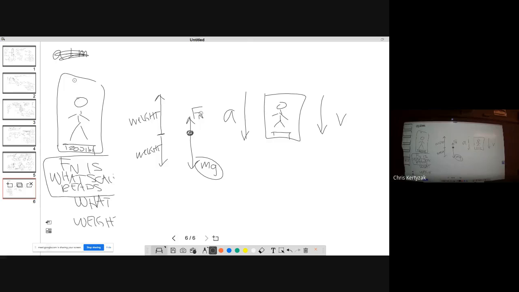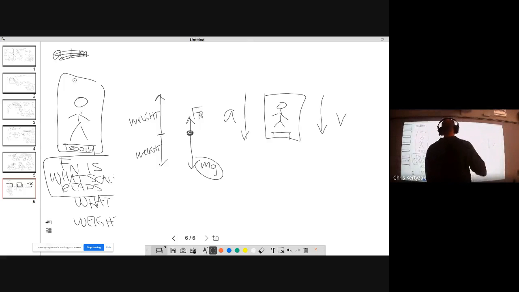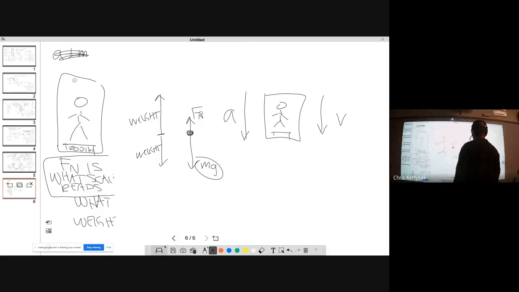Because if it's accelerating down, then there has to be extra force in the downward direction. Right? That makes sense. Opposite is true when he was going up. If he was going up, there needs to be extra force in the upwards direction because he's accelerating up, and then the normal force would have had to have been more than what he weighs. Yeah? And you would have done the same way.